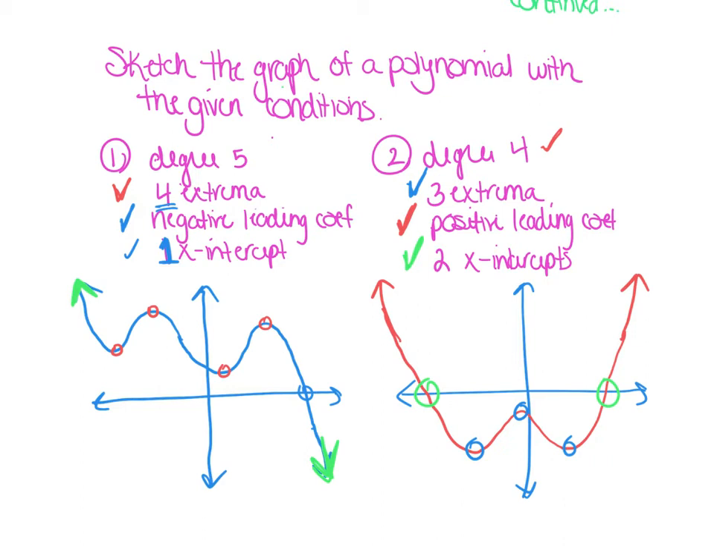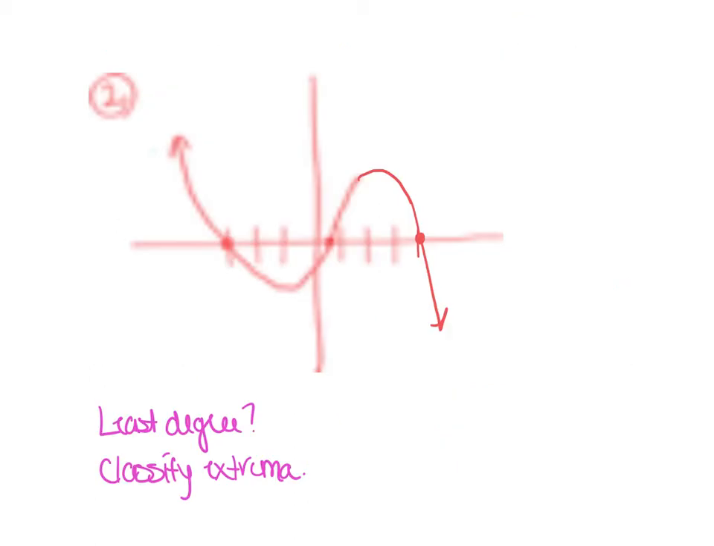So you are going to need to possibly, when you're doing these, erase and adjust, okay? But obviously, you want to check off the things that you know for sure are true. All right, so this next problem, I'm going to give you this graph. I'm going to ask you to identify the least degree, and we're going to classify the extrema, and then we're going to talk a little bit more about what's happening with this graph, okay?